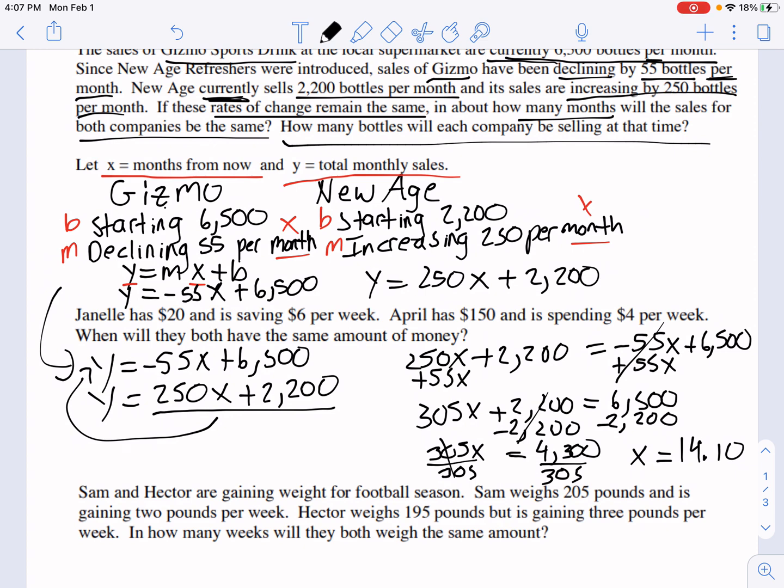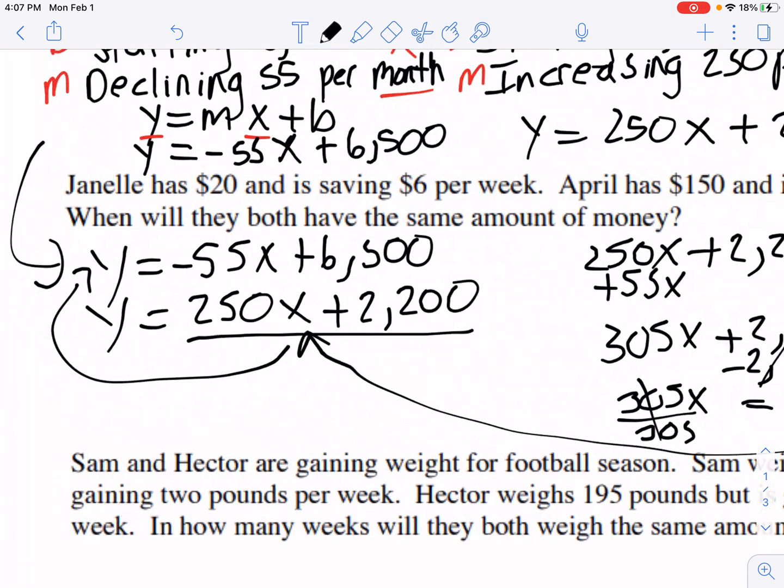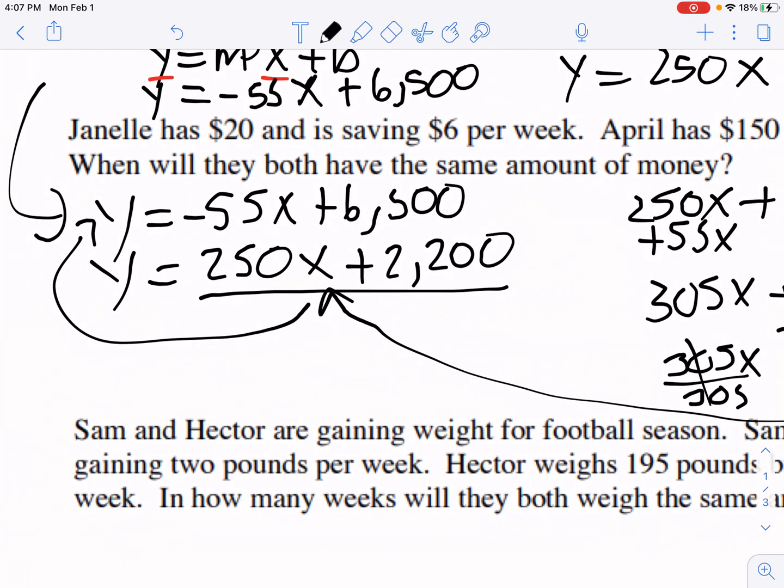Well, remember, this is what we did before. If we found x, what did you do after that? You went back, plugged it into one of the equations, and then solved for y. So we could plug this back into one of our equations. Let's plug it back into this guy over here. So you'd have y is equal to 250 times 14.10 plus 2,200. Okay, so in our calculator, we can take 250 times 14.10, and then you're going to add 2,200.